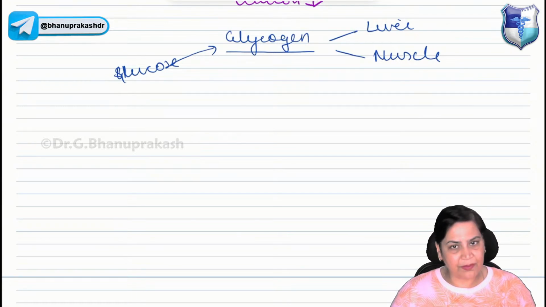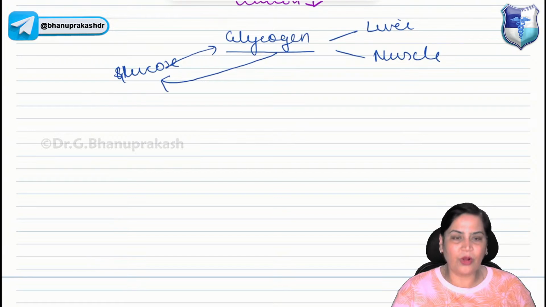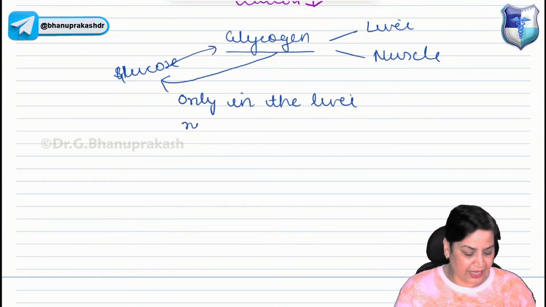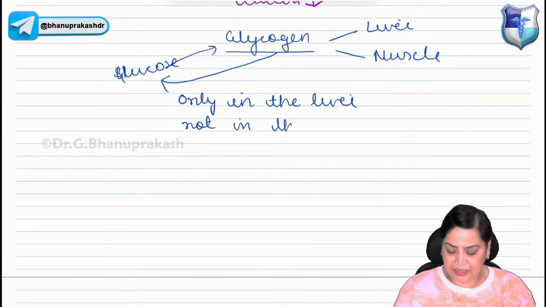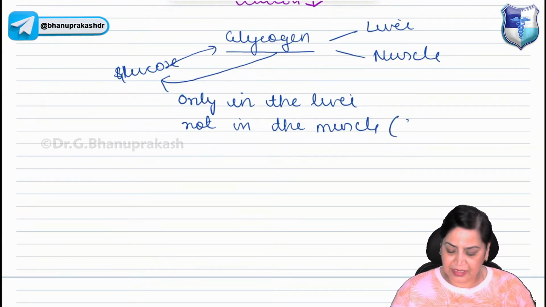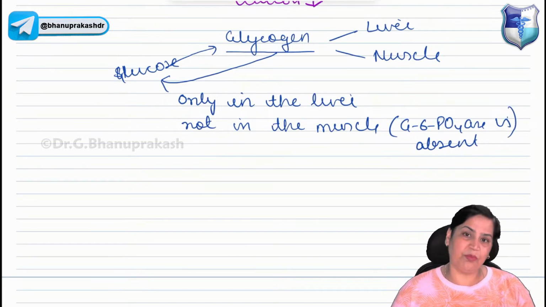And I told you one very important thing, whenever energy is required by the body, glycogen is broken into glucose. Now this reverse process occurs only in the liver. Okay, not in the muscle. Now can anybody tell me why not in the muscle? Breakdown of glycogen to glucose takes place only in the liver, not in the muscle. Why? Because in the muscle, glucose 6 phosphatase is absent. This is a very, very important point.